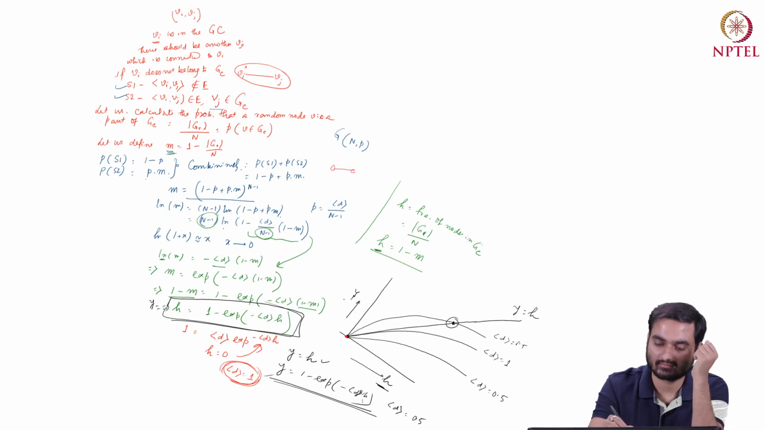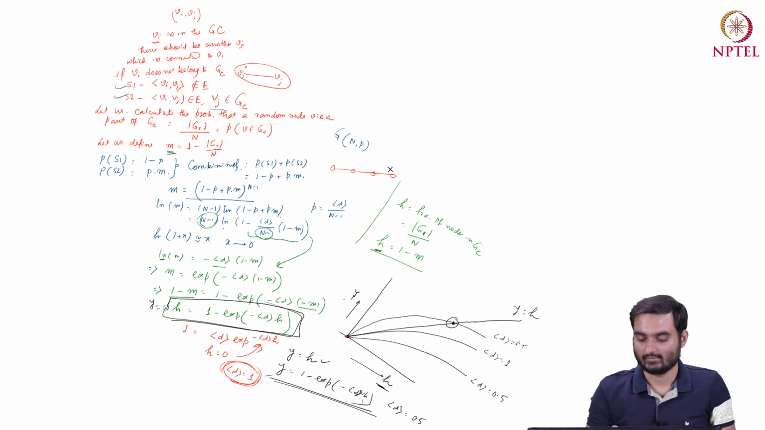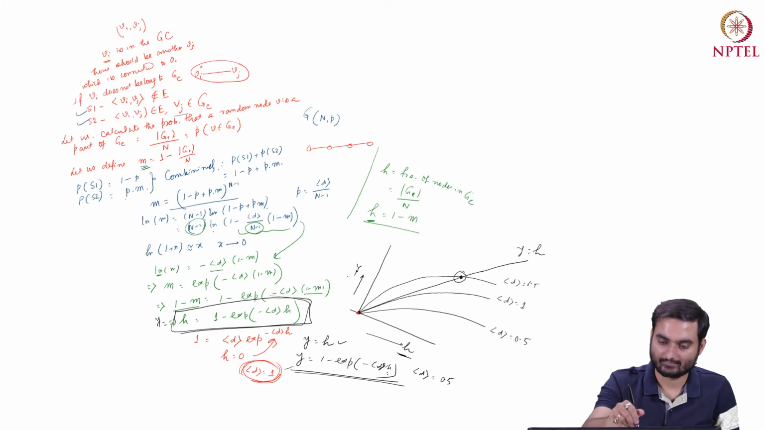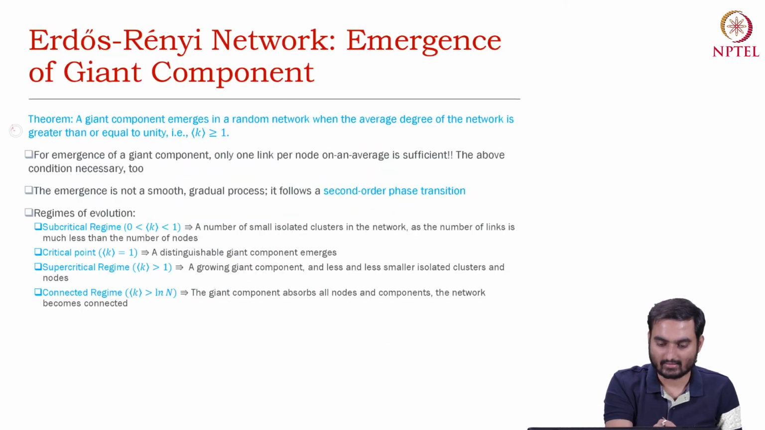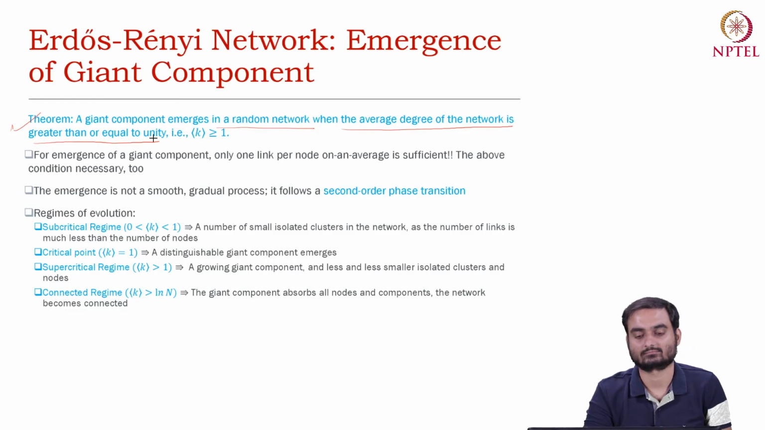Say something like this, average degree is 1. And if we have a line graph like this, you will also have a giant component. Okay. So the theorem is that a giant component emerges in a random network when the average degree of a network is greater than or equal to 1.